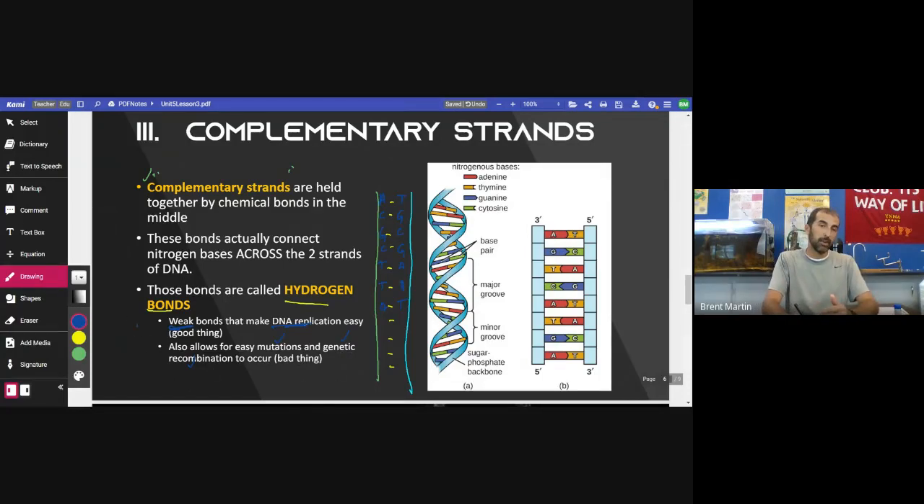So always remember, for every plus, there is always going to be a negative, right? So that's what complementary means. And you can see that obviously these two strands, the left side and the right side, are complementary.